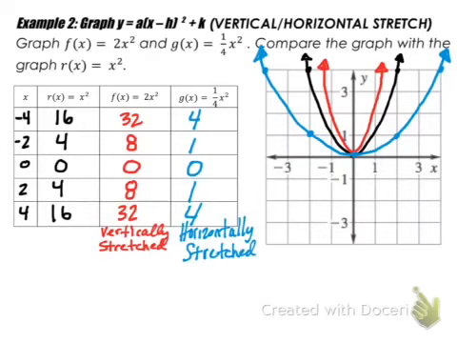Okay, so now you know how the value of a affects our quadratic: we have a vertical stretch if the a is greater than 1, and a horizontal stretch if our a is less than 1. Okay, so that concludes part 2 of 3 in our series.